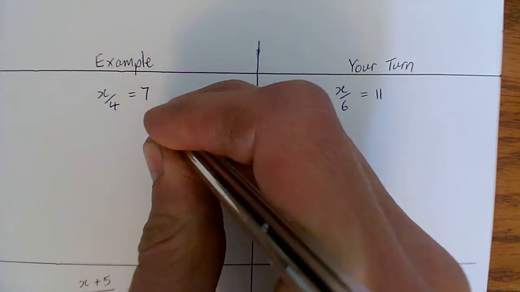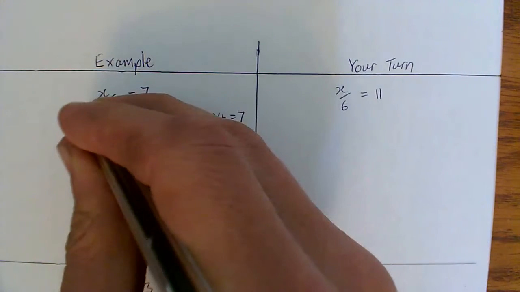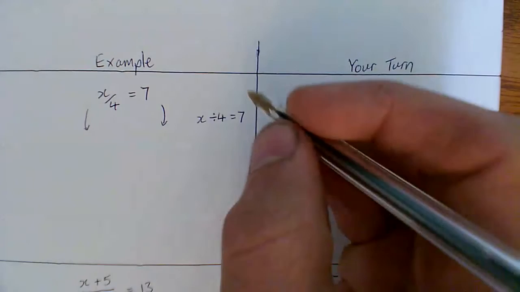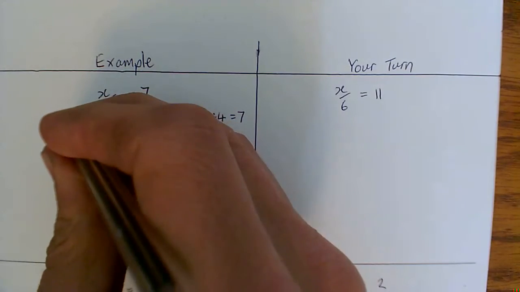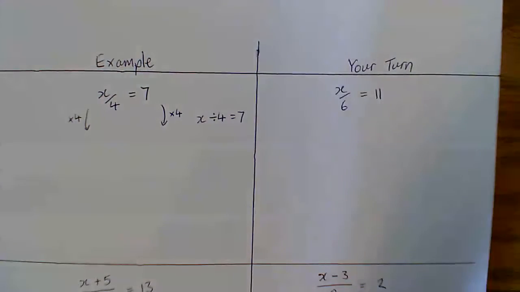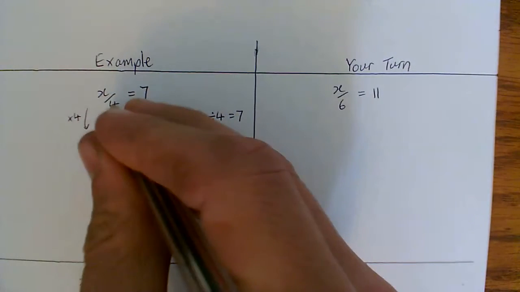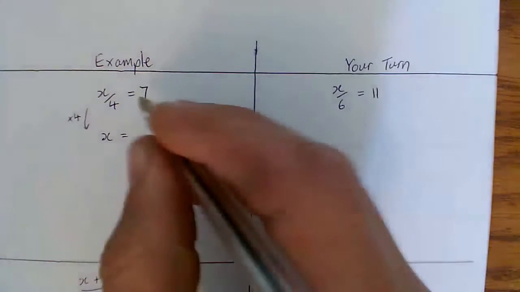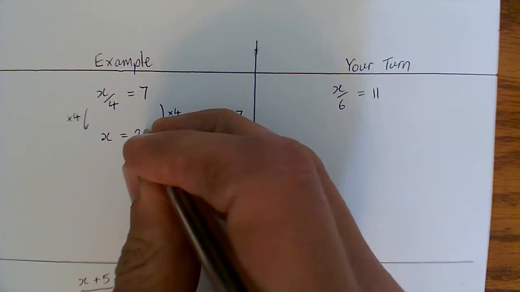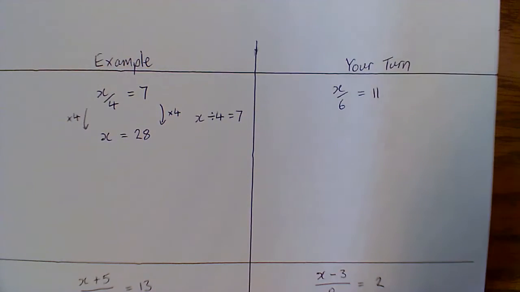We are dividing by 4, and like every other equation we've solved, we want to do the opposite. So the opposite here is to times both sides of our equation by 4. Timesing by 4 on this side gets rid of the divide by 4, so we end up with just x. 7 times 4 is 28.